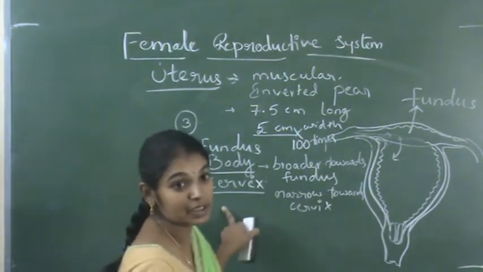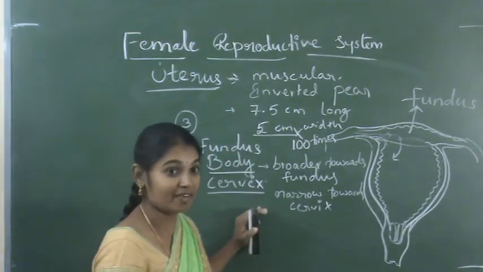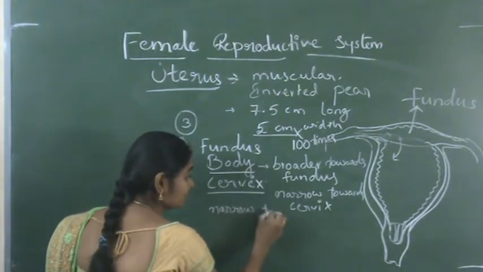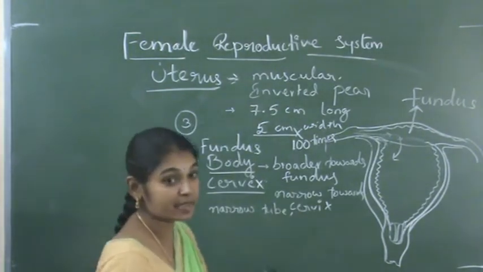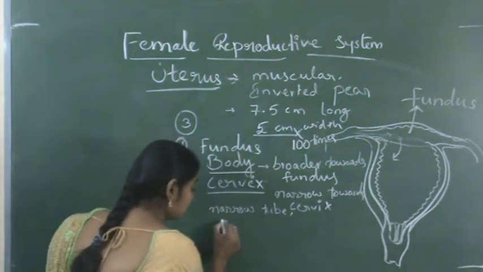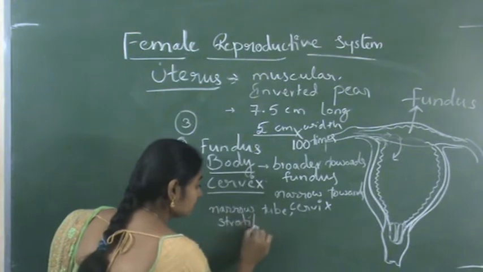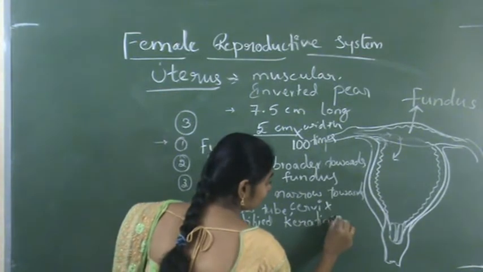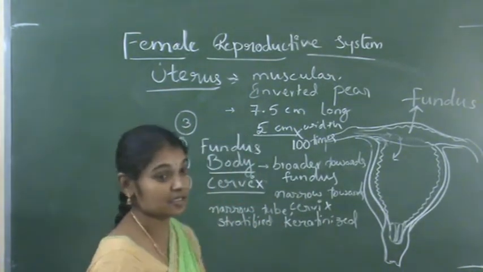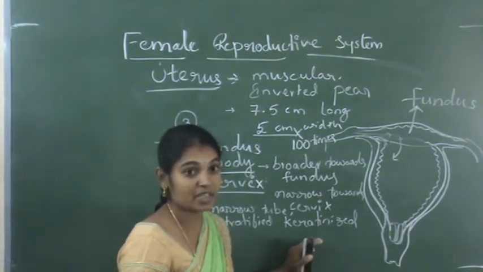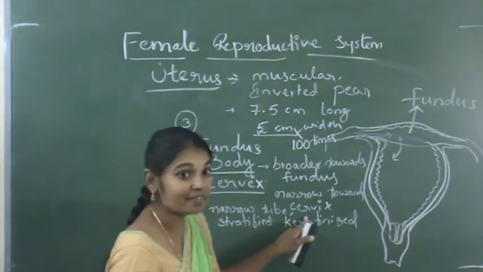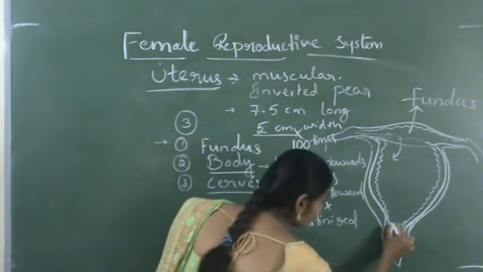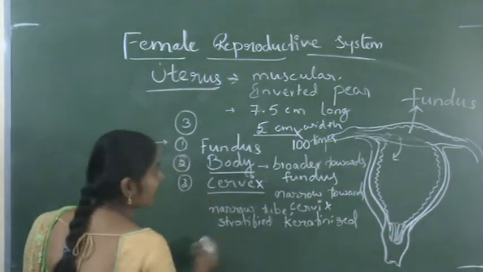The next part of the uterus is the cervix, a narrow tube-like structure mainly lined by stratified and keratinized epithelial cells, stratified keratinized epithelial cells. This cervix is a narrow canal-like structure, and it forms the canal. So this is the cervical canal.